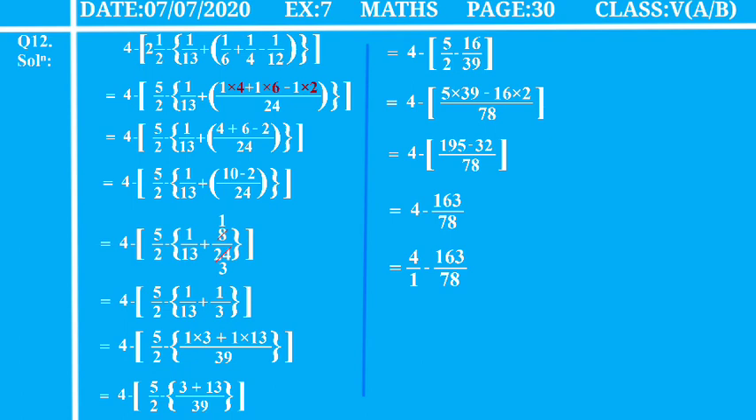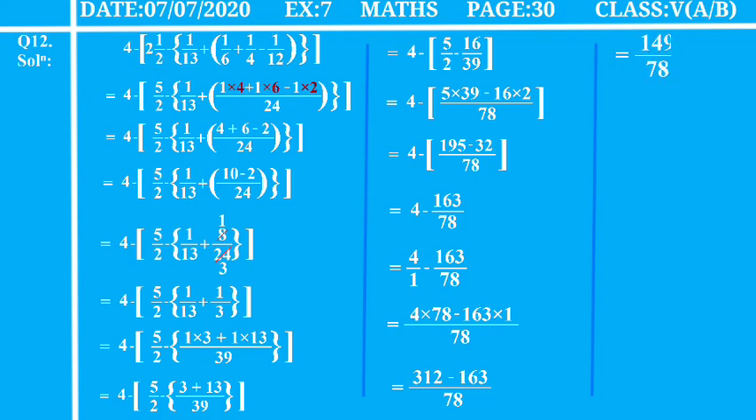Actually I can directly jump to the next step, but I'm just writing here 4 by 1, okay, so that you can understand better. 1 and 78, the denominators, okay, both the denominators, their LCM is 78 itself. So 4 into 78 minus 163 into 1. So multiply this 4 into 78, how much will it give you? It will give you 312 minus 163 into 1 is the same number, 163, whole divided by 78. Again, next part, subtract these two numbers and write the numerator. So this is 149 by 78.